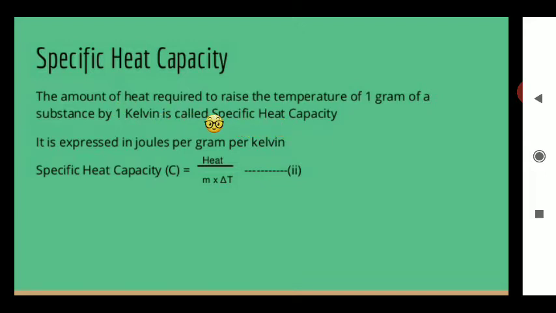So whatever amount of energy is required for a 1 degree rise of temperature of any substance is known as the heat capacity. If this is denoted by C, then C is equal to Q upon m into delta T, where m is taken as 1 gram. So this is the basic definition of the specific heat capacity.